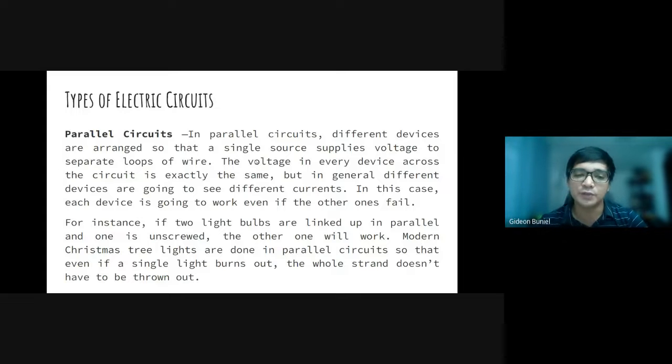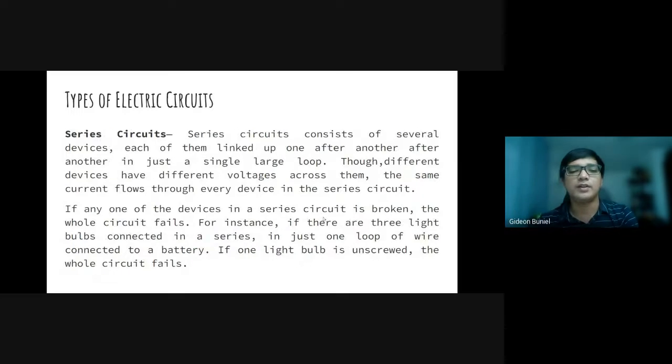For instance, if two light bulbs are linked up in parallel and one is unscrewed, the other one will work. Modern Christmas tree lights are done in parallel circuits so that even if a single light burns out, the whole strand doesn't have to be thrown out. Okay?